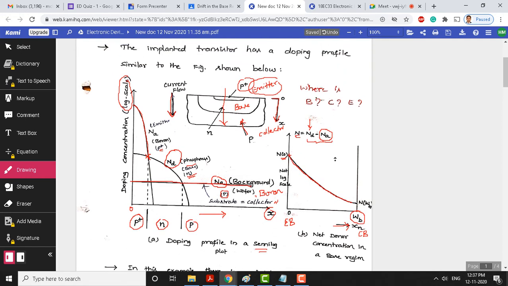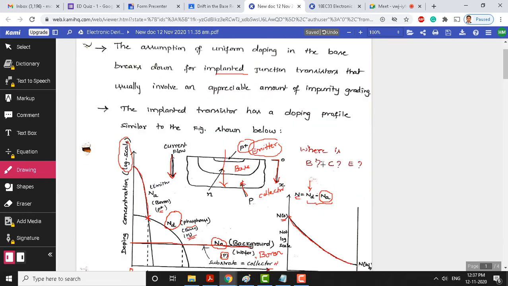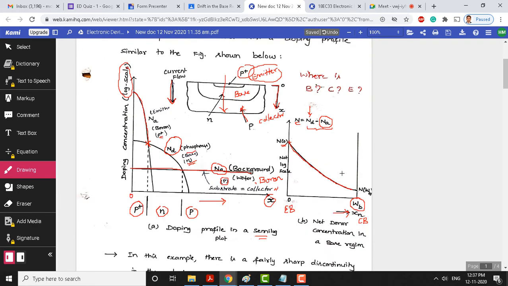If you want to represent this graph from a mathematical point of view, this looks like a Gaussian function. All of you are aware of this Gaussian function, the mathematical expression. It's an exponential function, right? This curve also looks like an exponential function only. So this resembles a Gaussian function. Later on, I will show you the mathematical equation for the net donor concentration in the base region.